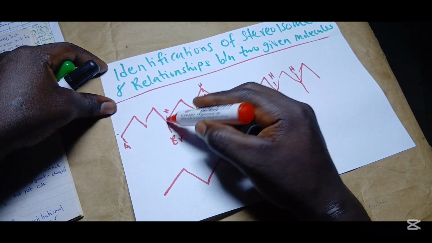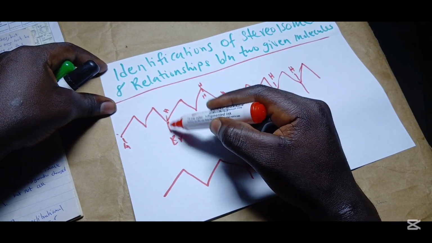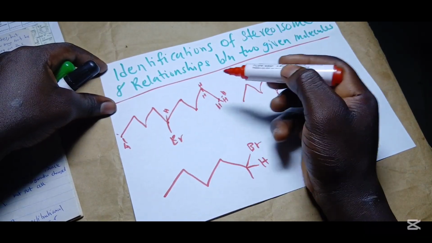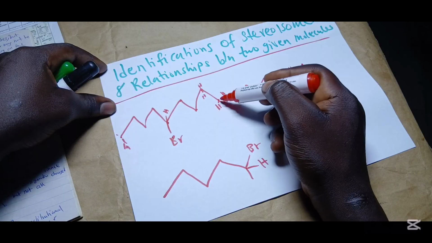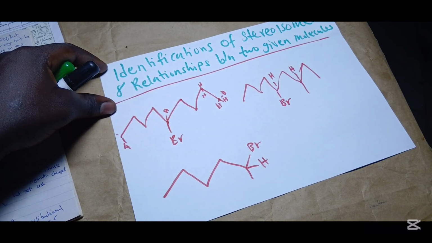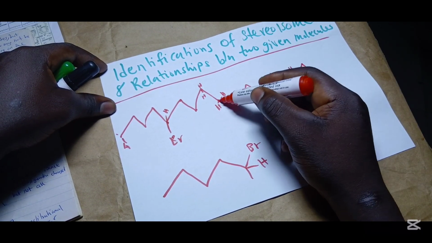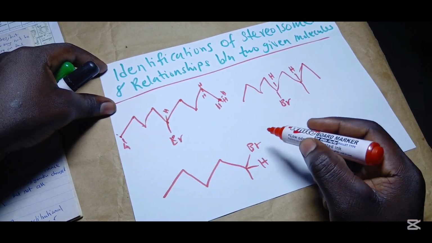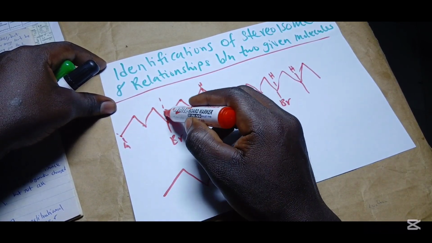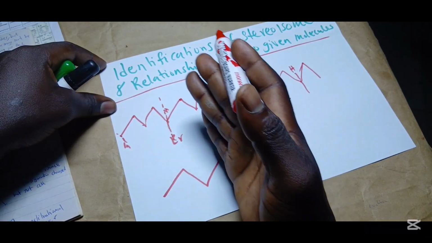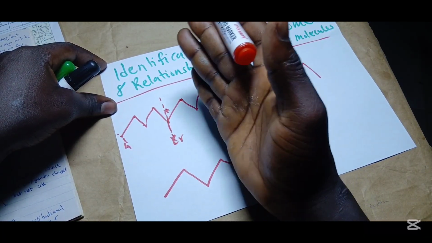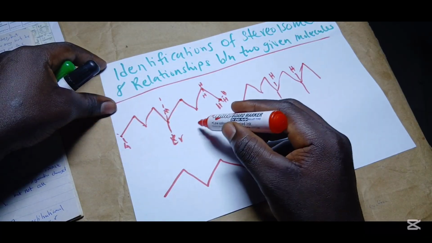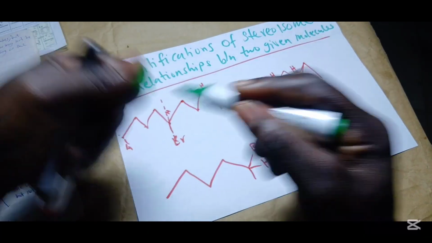So this carbon is joined to a bromine and a hydrogen, which are different. And then 1, 2, 3, 4 carbons on each side, which means there is a line of symmetry. If we divide this one right here, we are going to get 4 carbons, half of hydrogen, half of bromine, and 4 carbons, half of hydrogen, half of bromine. So this carbon here is achiral.